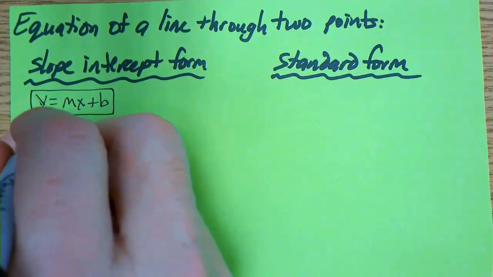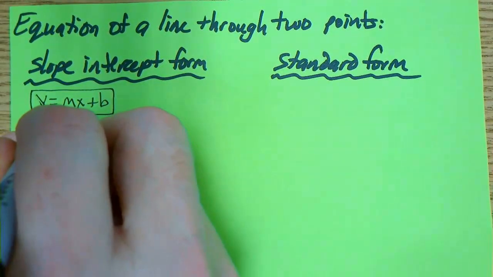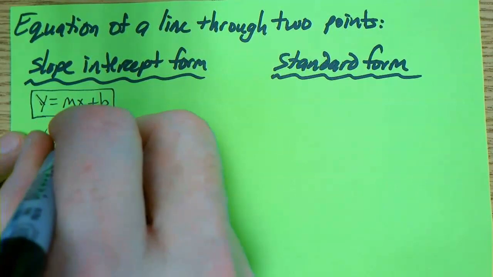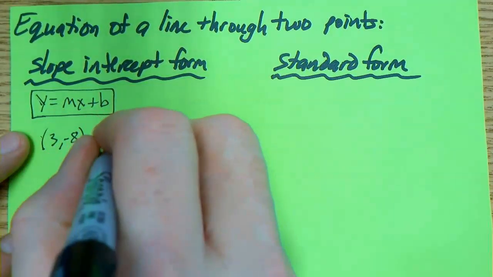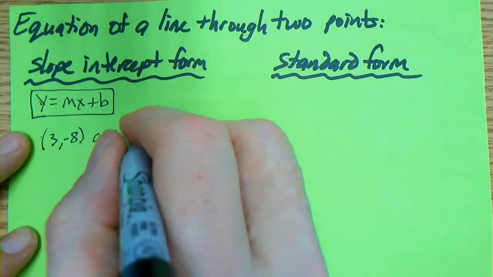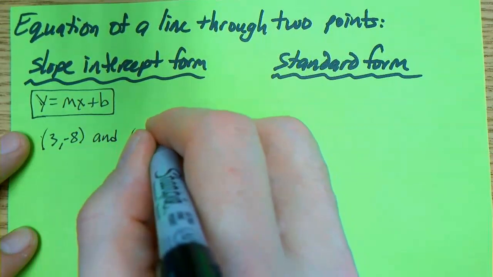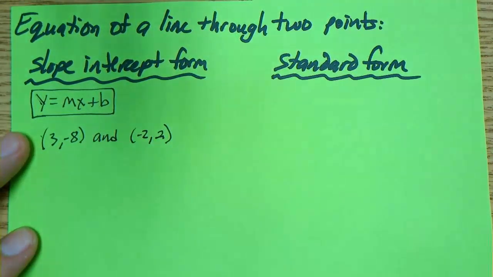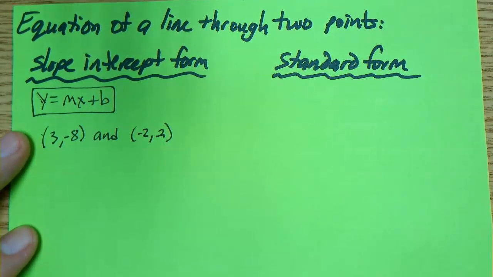So let's say it goes through these 2 points. Let's say we have 3, -8, and -2, 2. So we need to figure out the equation of the line through those 2 points. This is point 1, that's point 2. There's a few things that we have to do first.